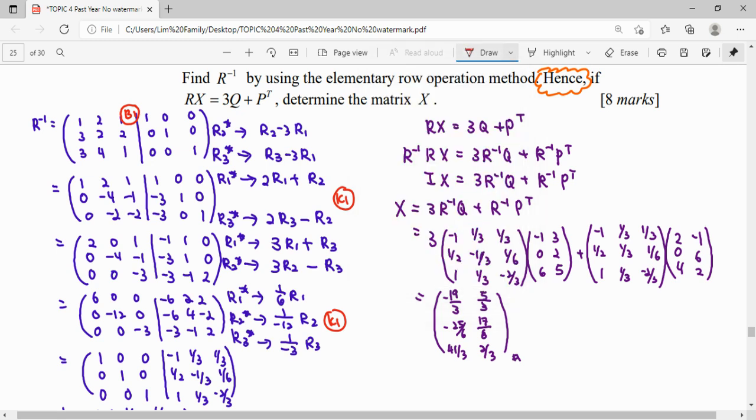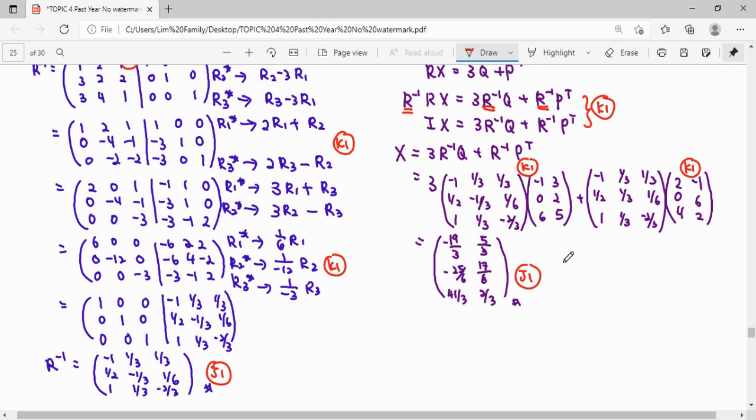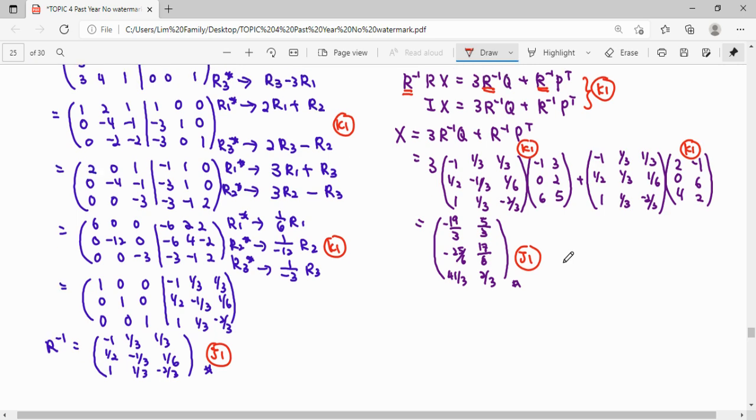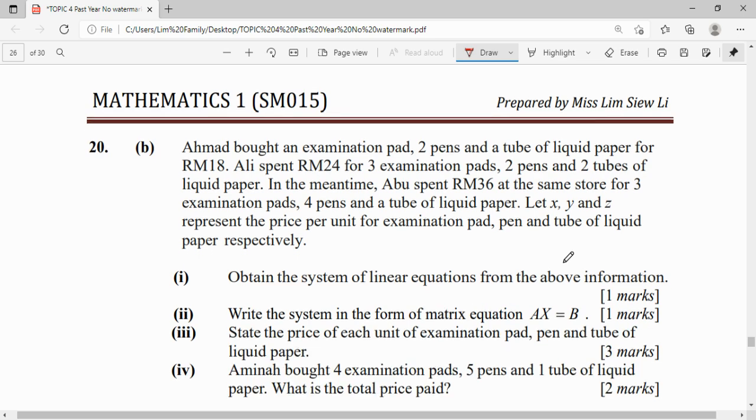So we continue with the concept that we should pay attention to, which is how we get our matrix X by multiplying our R inverse in front of every matrix, and then performing our concept of multiplication. This is the concept of transpose for P transpose here. This is the concept of multiplication to get to the final answer. Then we will continue for question B.